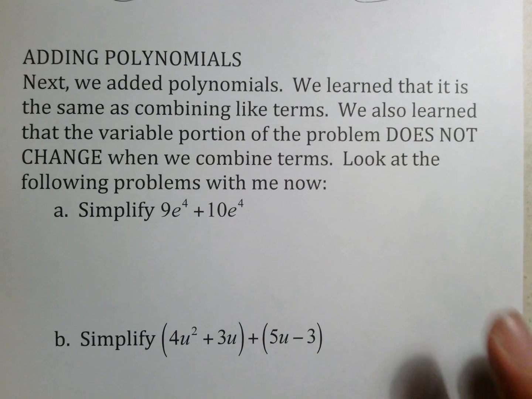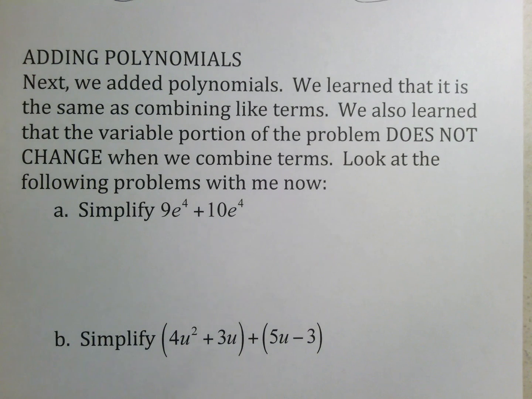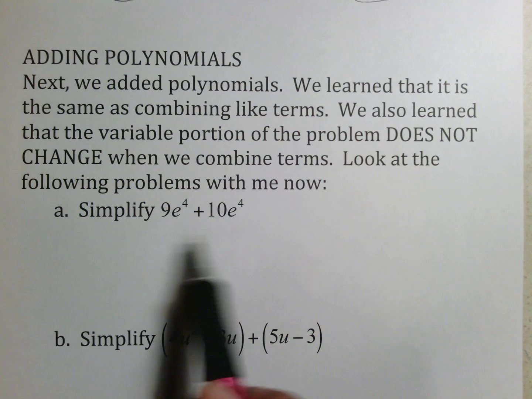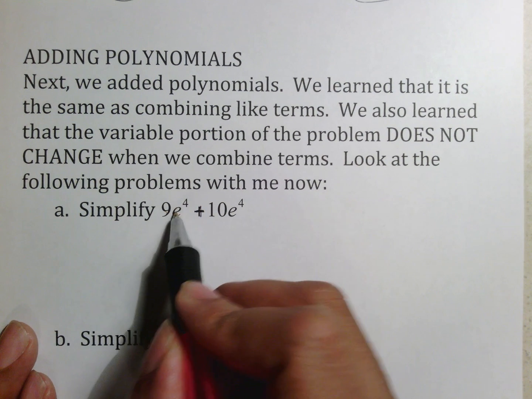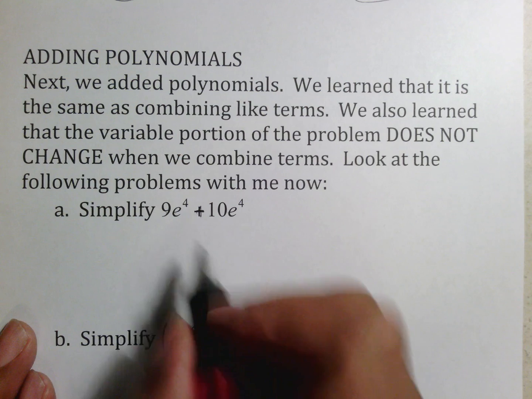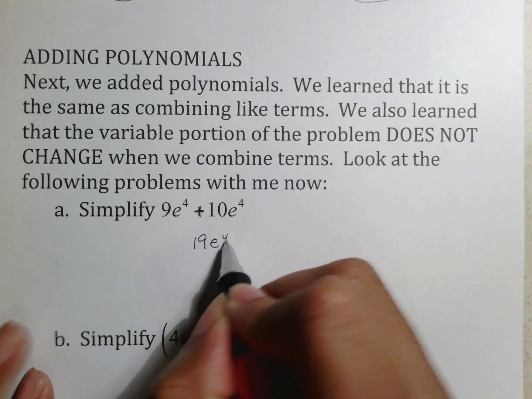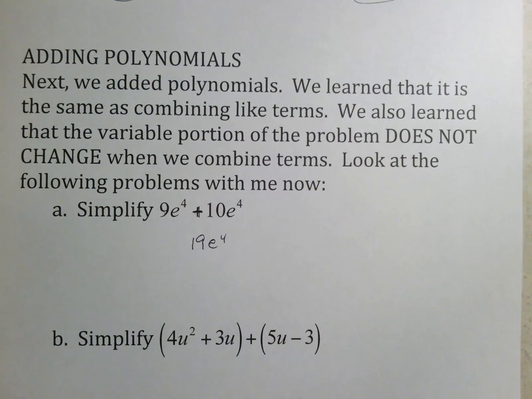Another thing we see is adding polynomials. We learned that this is the same as combining like terms. We also learned that the variable portion does not change when we combine. So looking at the following problems, this is the one I'm telling you that people are going to miss because it's so confusing. This is simply saying if I have 9e to the fourth and 10 e's to the fourth, then I have 19 e's to the fourth, because 9 plus 10 is 19.